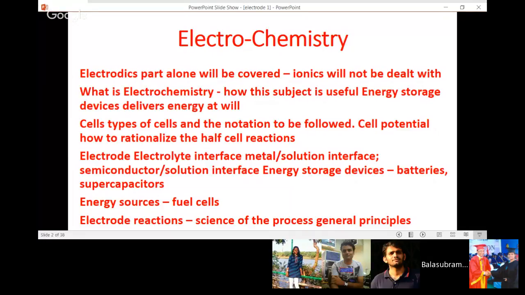What is electrochemistry? How is this subject useful in energy storage devices that deliver energy at will? This is because chemical reactions are generating the electricity here in the electrochemical cells. As you all know, as chemists, we are only worried about the electrons and how these electrons are ejected out or taken up by chemical entities. That is what a chemical reaction is. So these electrochemical cells also deal with the ejection of the electrons and the acceptance of the electrons.